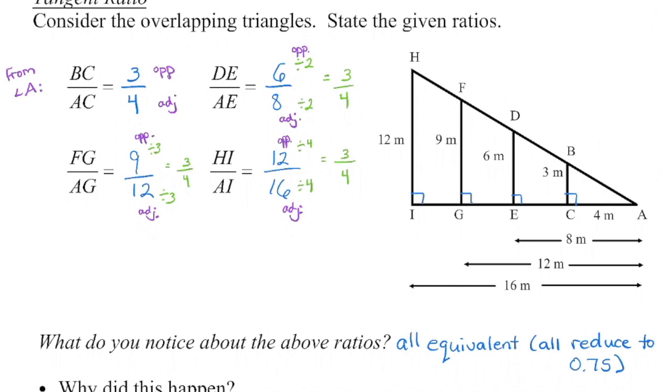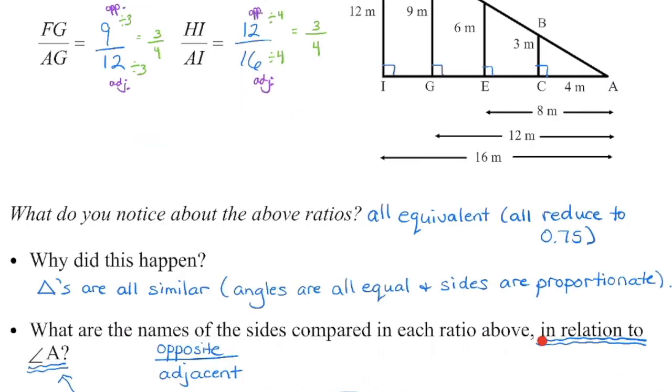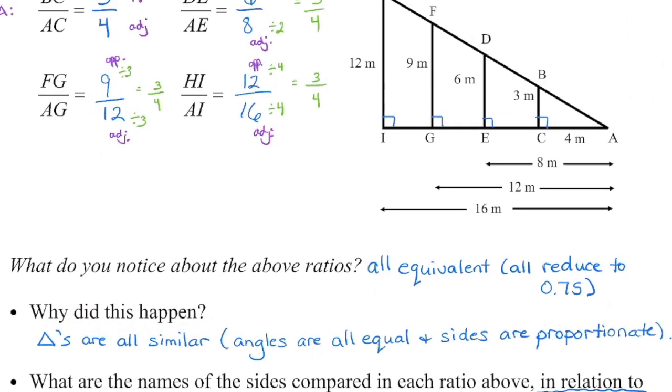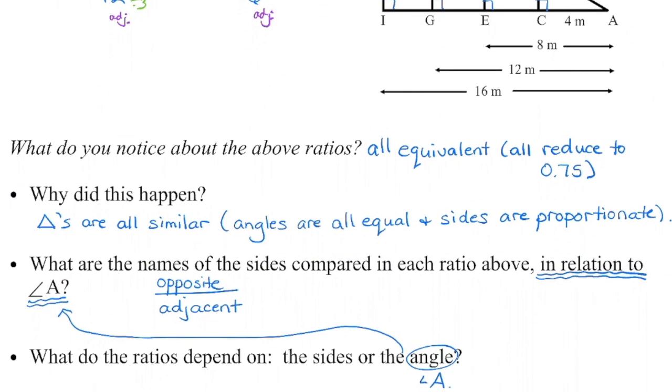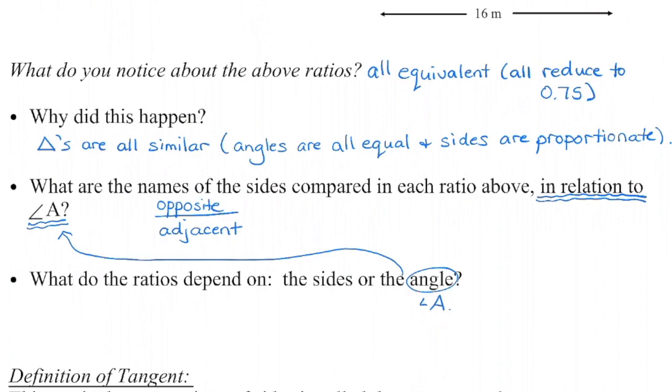Similar with these two. If I use angle A as my reference angle, in each of those cases, this is the side opposite, and this is the side adjacent. No matter how big or how small my triangle is, if this angle is the same, we know that the ratio of the side opposite to the side adjacent will always be equivalent. In relation to angle A, each of these 4 ratios here compares the opposite to the adjacent, and those ratios are dependent on that angle A.